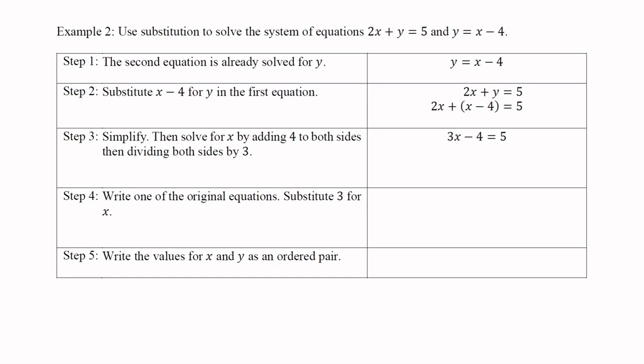simplify by combining like terms. 2x plus x gives us 3x. Add 4 to each side, which gives us 5 plus 4 equals 9 on the right. And then divide by 3, which gives us x equals 3. Now that we have a value for x, we're going to substitute 3 in for x in the second equation. I always like to work with the equation that's going to be easier to work with. So we put 3 in for x. 3 minus 4 gives us negative 1. So our solution is the point 3, negative 1, our x value and our y value.